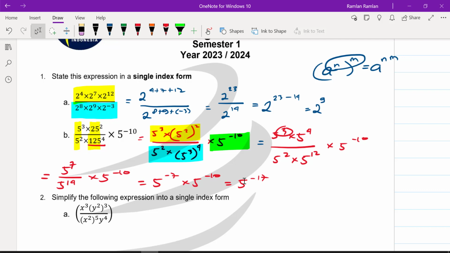So this is actually the final answer, but if you're being told that you need to have the final answer as positive power like this one, right? So you can actually write it down as 1 over 5 to the power of 17, because we have also the law of index in which a to the power of negative n equals to 1 over a to the power of n. You can actually change the power from negative to positive or the other way around by making them into fraction like this, right? Okay, so yeah, this is the final answer.